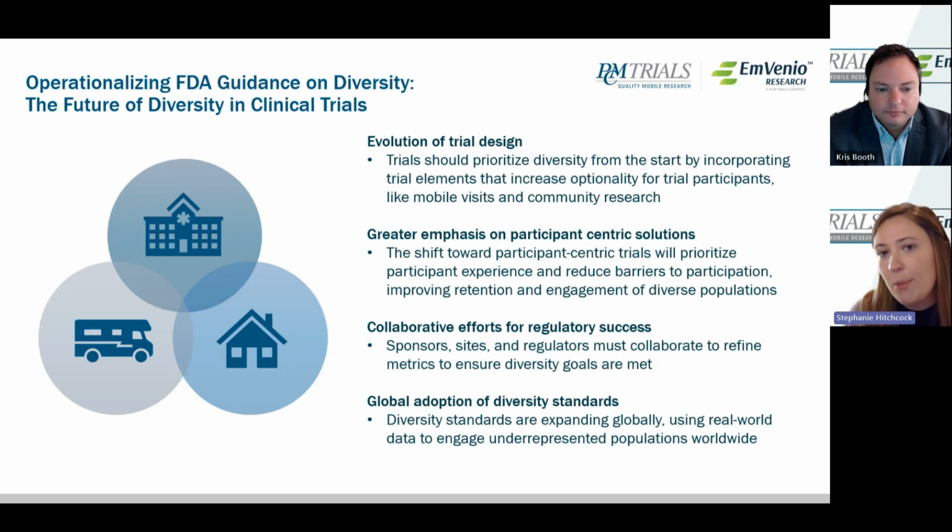Is it setting up a community research site in an area where there's a dense population of these diverse participants? Is it enabling mobile visits so that we can increase that retention or the reach of the site? More often than not, it's both. It's utilizing multiple modalities to ensure that there is that flexibility and casting a wider net to ensure that you are able to meet those goals.